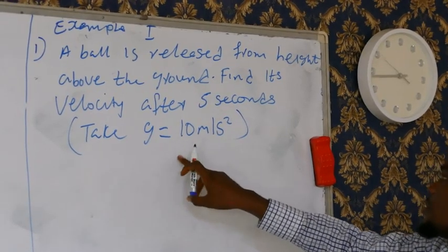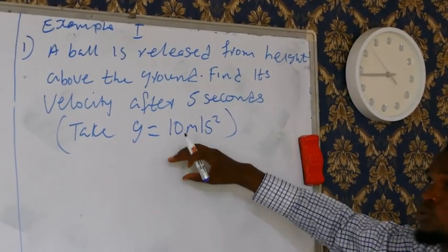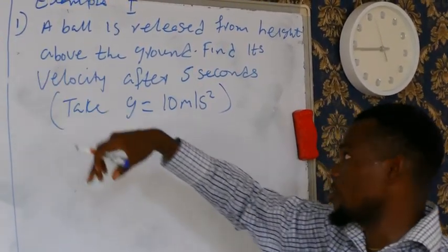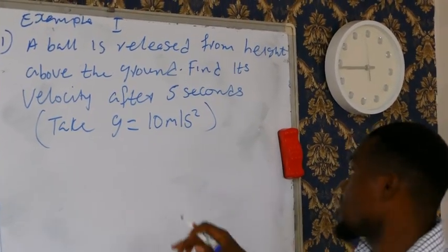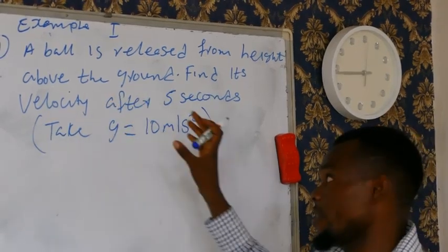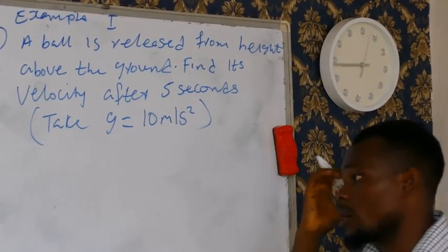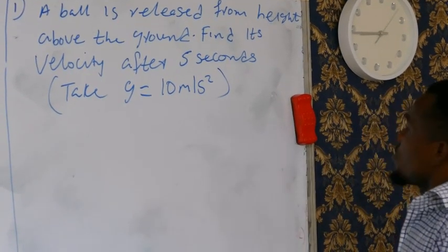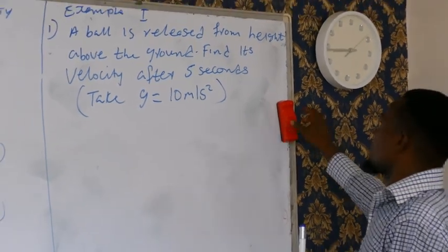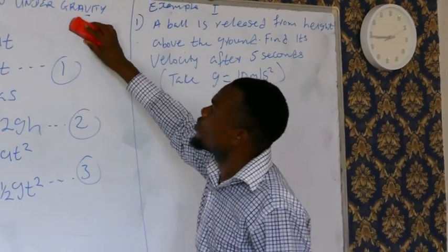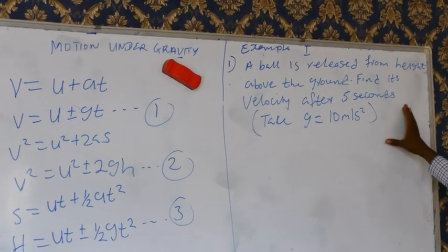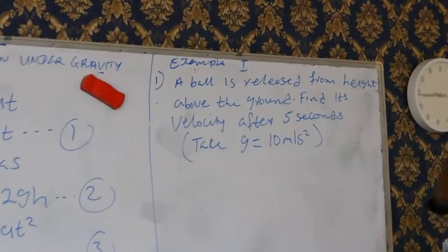So in this case, you are given g to be 10 meters per second, so you work strictly with it. If you are given it to be 9.8 meters per second, you work with it. But if you are not given, you can assume either of them, either 9.8 or 10 meters per second. So we're working with it. So in attempting this question, you need to read it over and over again until you understand it, because if you don't understand the question, you can't approach it the right way.